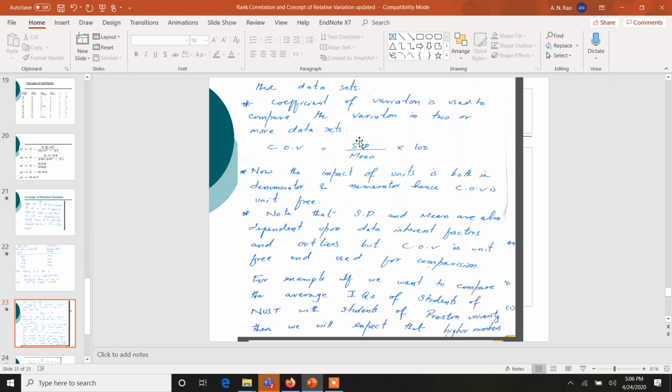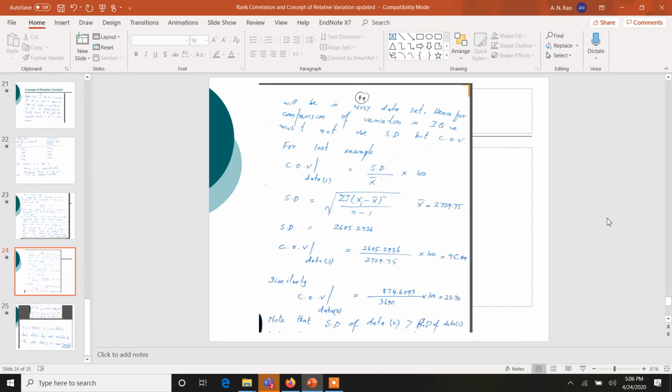So if we have to compare two or more data sets, what is advised is that you calculate the coefficient of variation, and the data whose coefficient of variation is higher is said to have more variation, right?